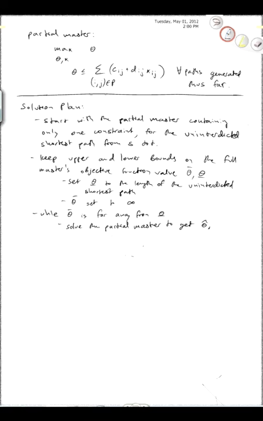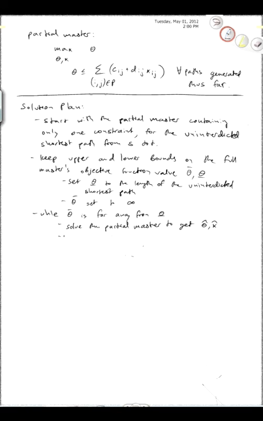To get a particular solution, theta hat, x hat. So these are the variables that come out of solving this partial master that doesn't have all of the possible paths in it, but it just has some of the paths.